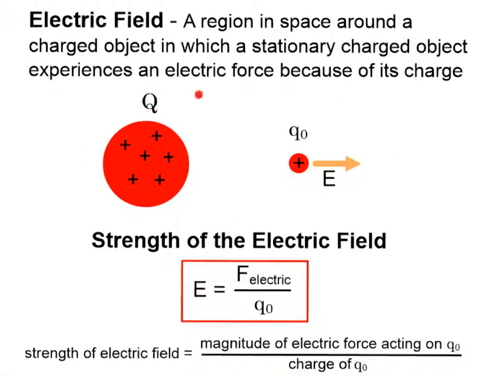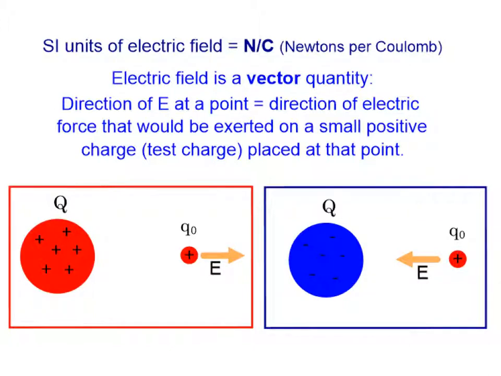And when we look at this situation where we have this charged object with a capital Q creating an electric field, and we have this small Q naught point charge located here, capital E is the strength of the electric field that's being produced by this object and experienced at this point by Q naught. And it is equal to the magnitude of the electric force acting on Q naught divided by the charge of Q naught itself. The SI units of the electric field strength are newtons per coulomb.